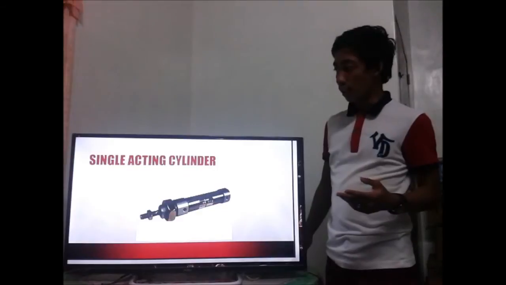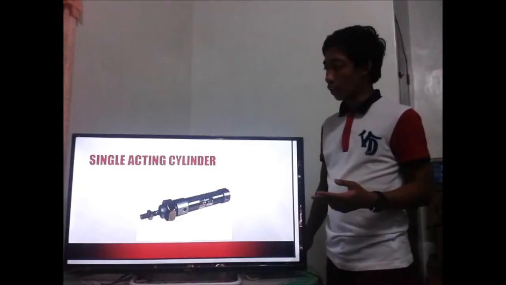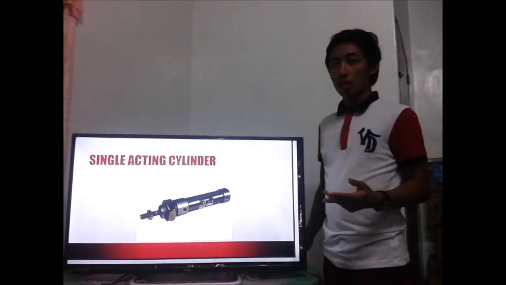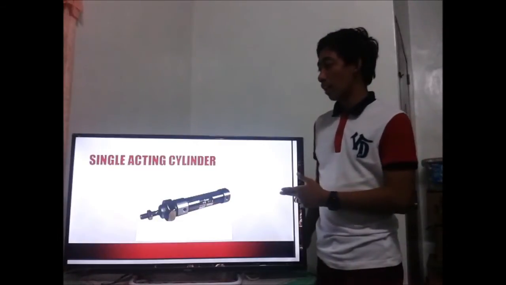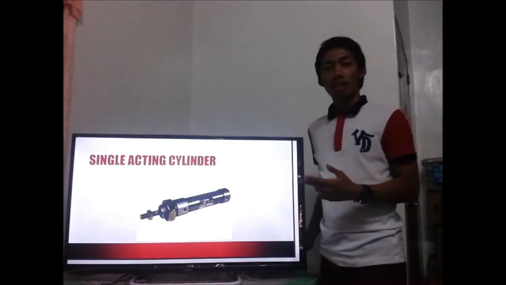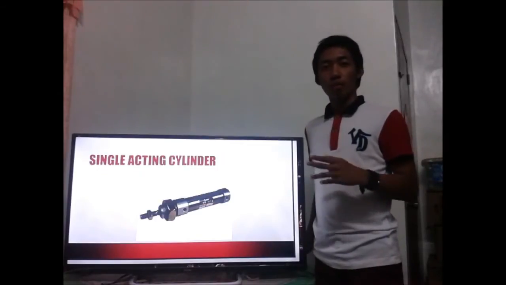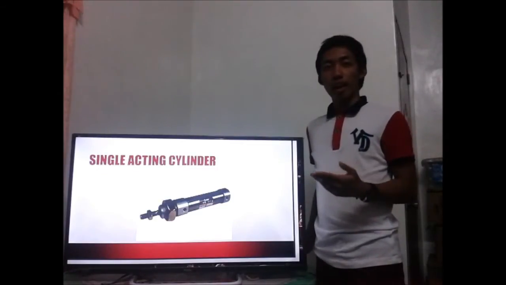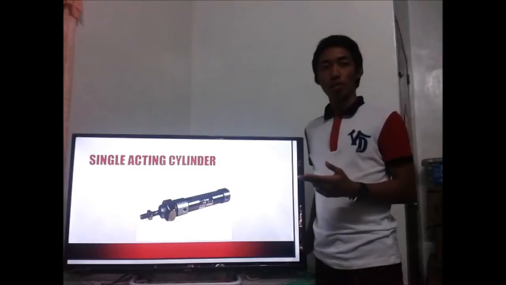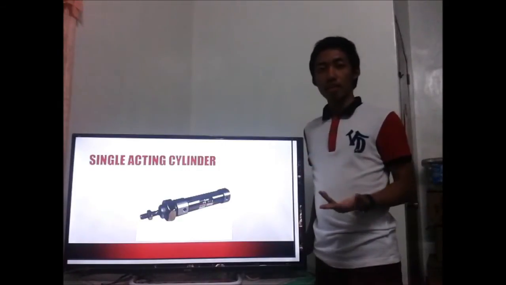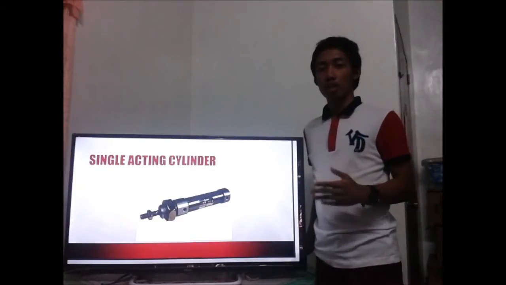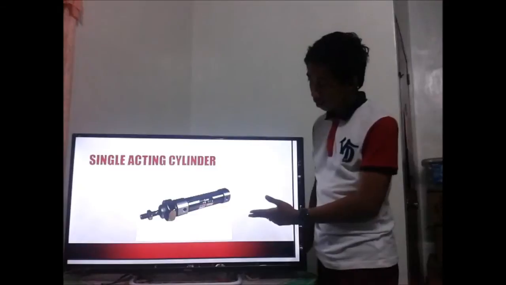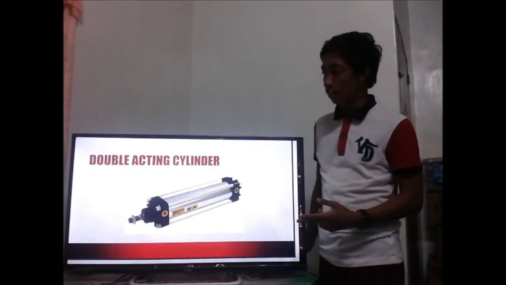Next is the pneumatic equipment. One of example of pneumatic equipment is single acting cylinder. Single acting cylinder, if compressed air is supplied, air hits piston surface and the piston rod moves out. When air is released, the return spring moves the piston to its initial position. This is the example of single acting cylinder.